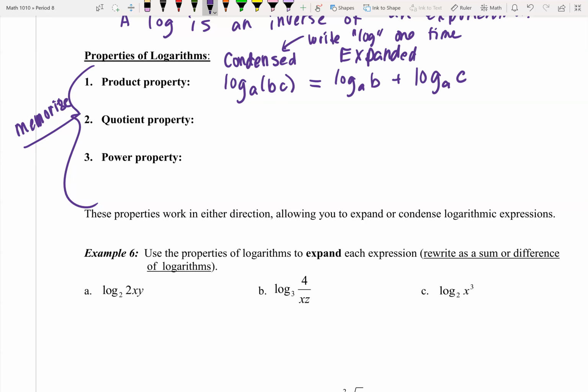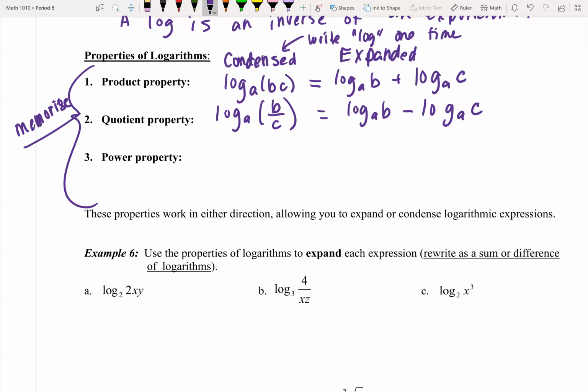Okay? Quotient. What does quotient mean? Divide. So this is log base A of B over C. I only wrote log one time. So if they're squished and they're divided, what do I do when I expand it out? You subtract them. Yep. So it's log base A of B minus log base A of C. The guy that's on the bottom, the C, that's the one with the negative sign.